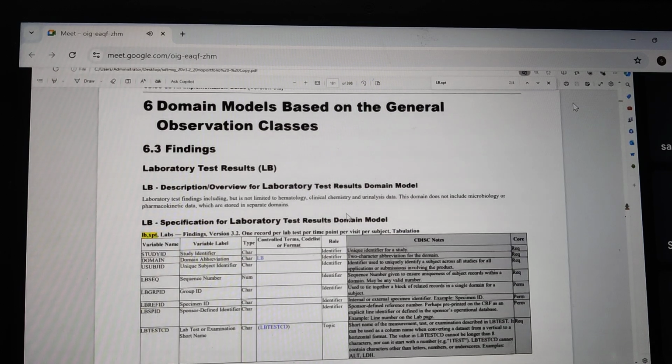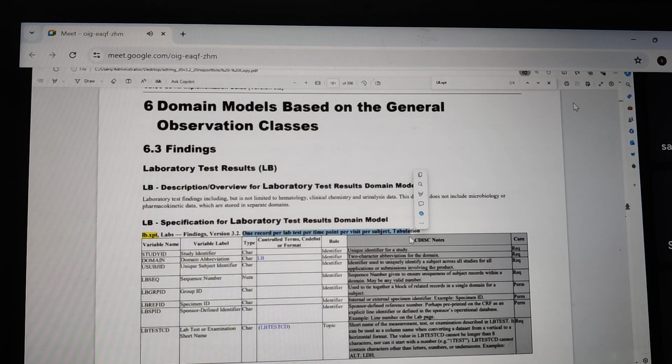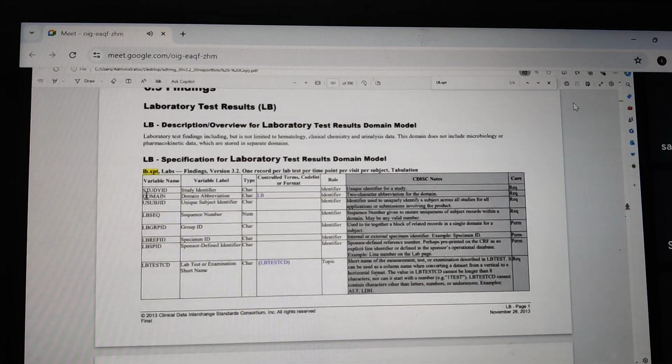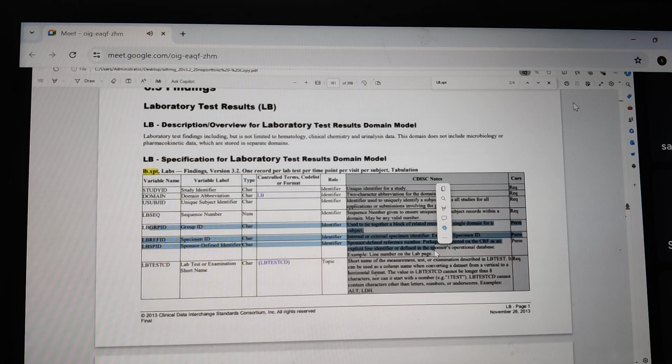Anyway, when it comes to the regular structure, it looks similar to the other findings domains. So here there is one record per lab test, per time point, per visit. Obviously, the findings domain data will be captured based on the visits and sometimes time points as well. Within that visit, it might be captured multiple times based on the time points. If you look at the variable names, these you already know: study ID, domain, unique subject ID, LB sequence, and then group ID, reference ID, sponsor ID, variables we have commonly seen in the other domains.